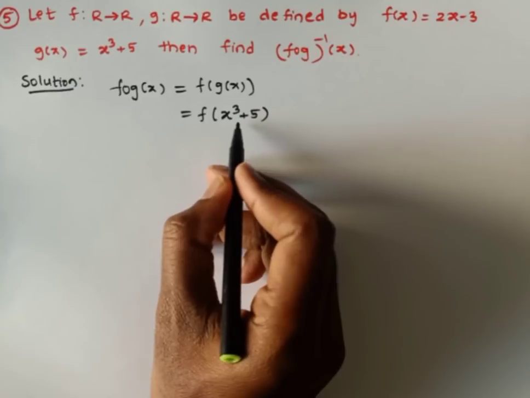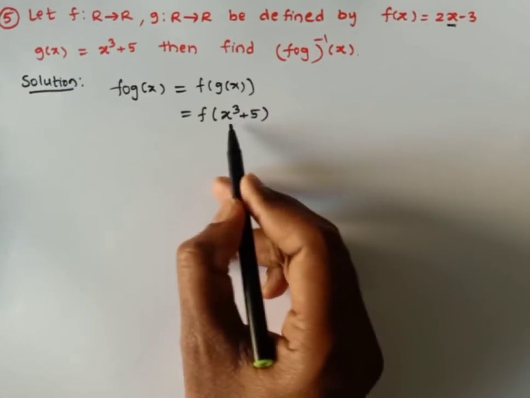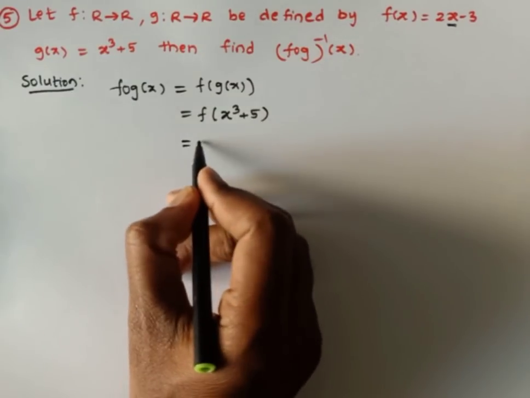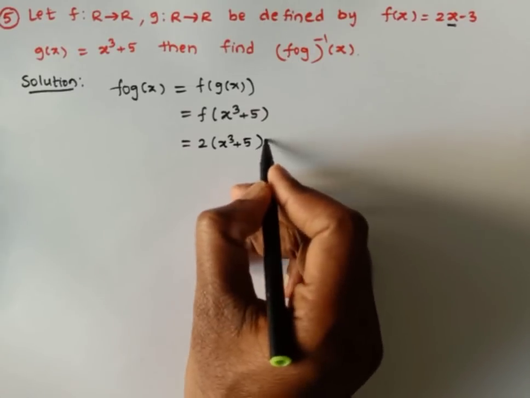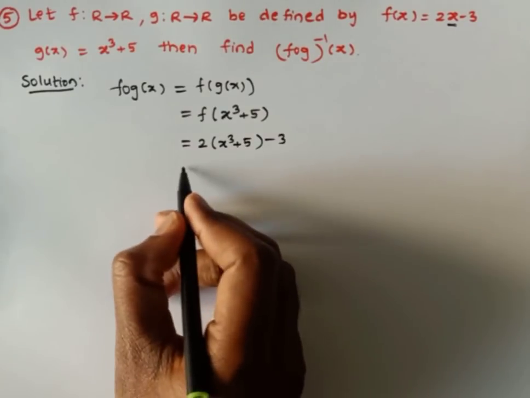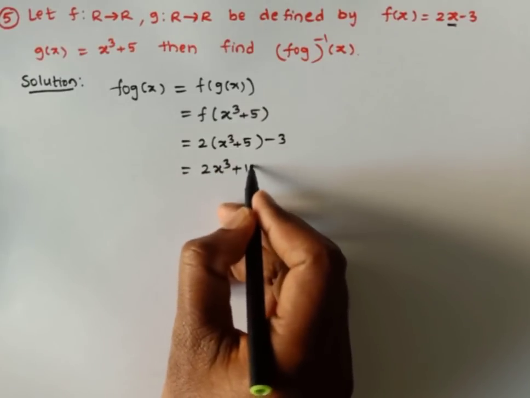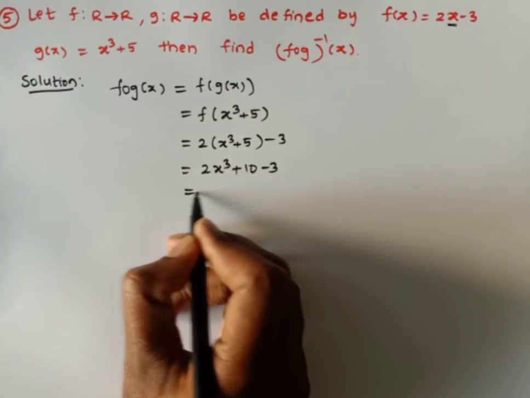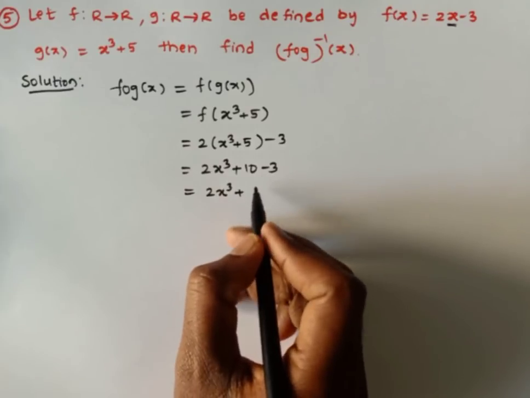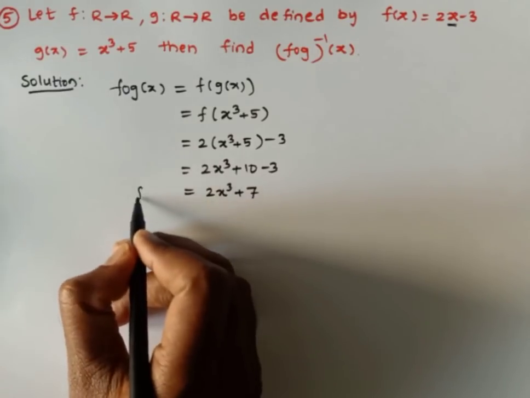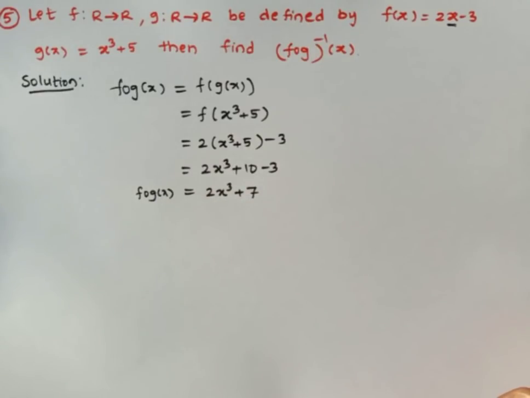Now it is in the form of f of x. What is our f of x? 2x minus 3. Just replace this variable with this entire value. So that it is 2 into x cube plus 5 minus 3. Now, this is 2 into x cube plus 2 into 5 is 10 minus 3. That is 2x cube plus 7. Now, so f compose g of x is equal to 2x cube plus 7.